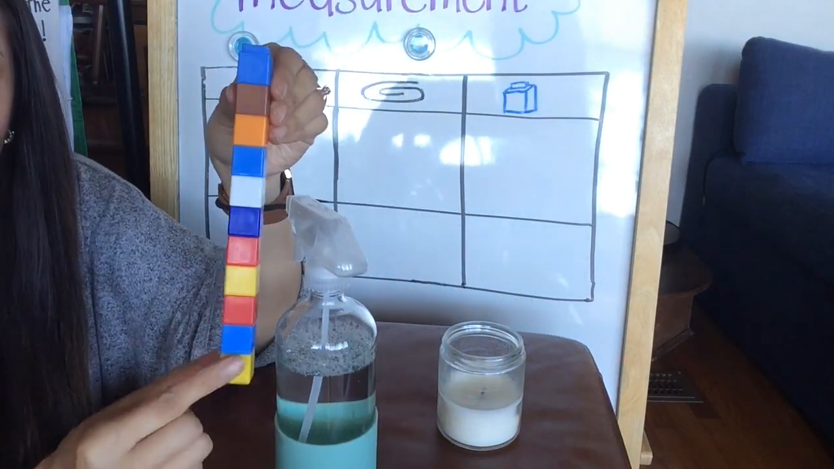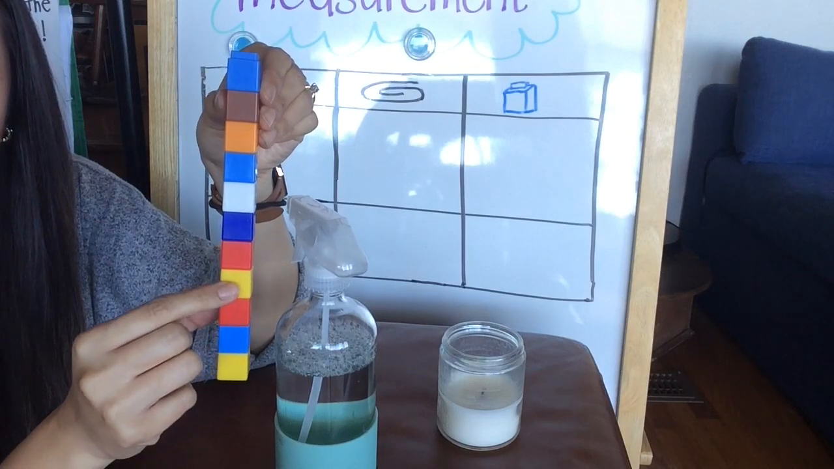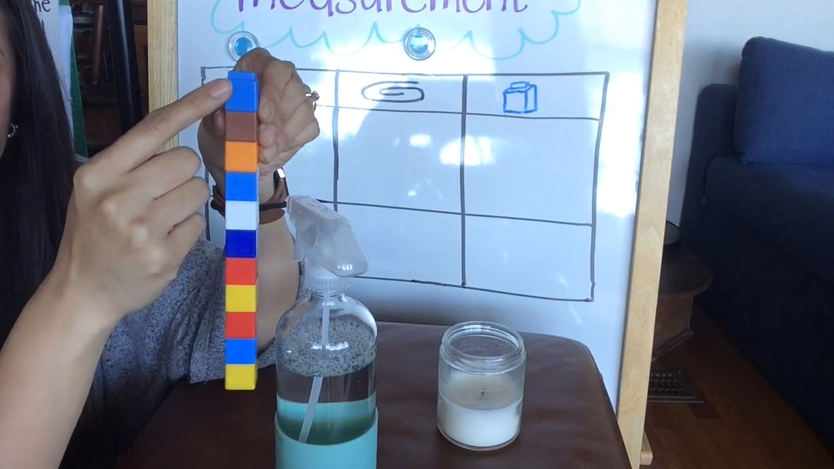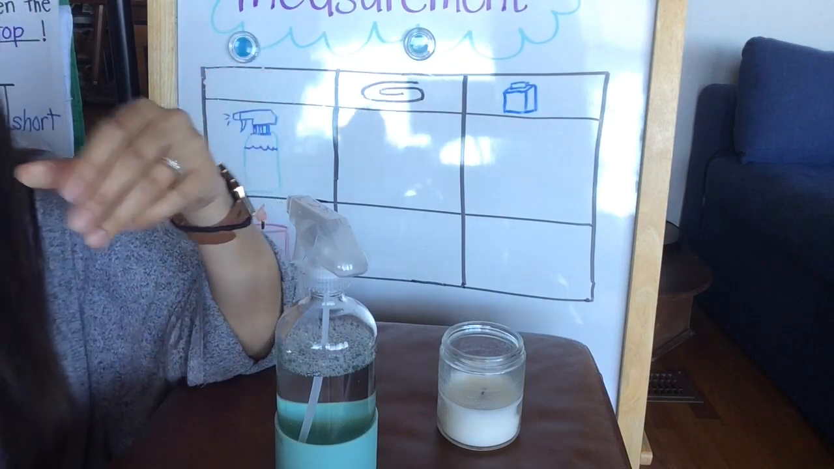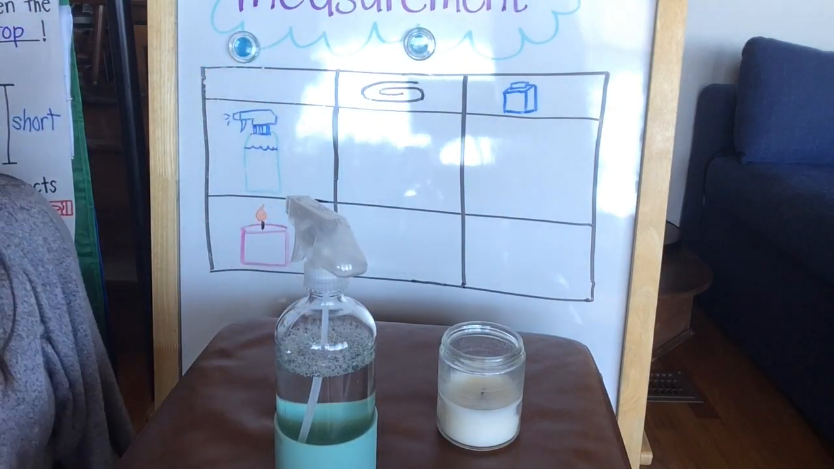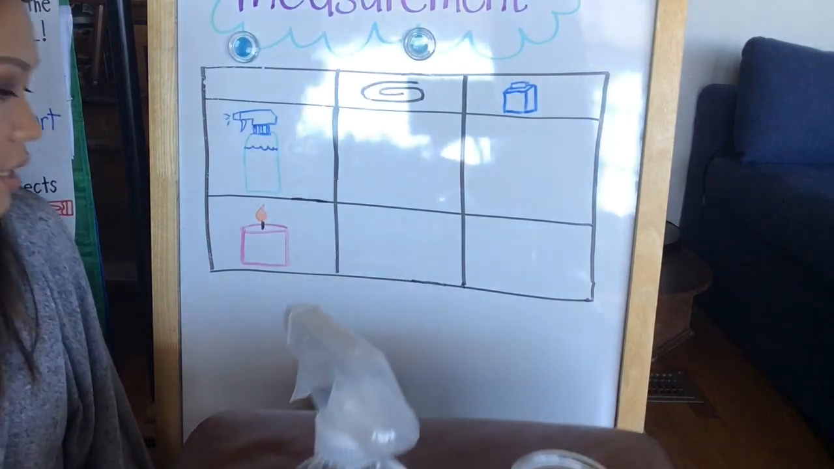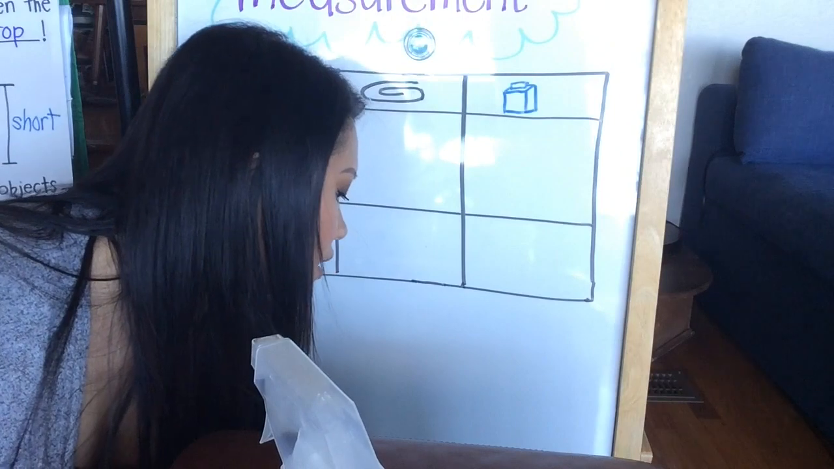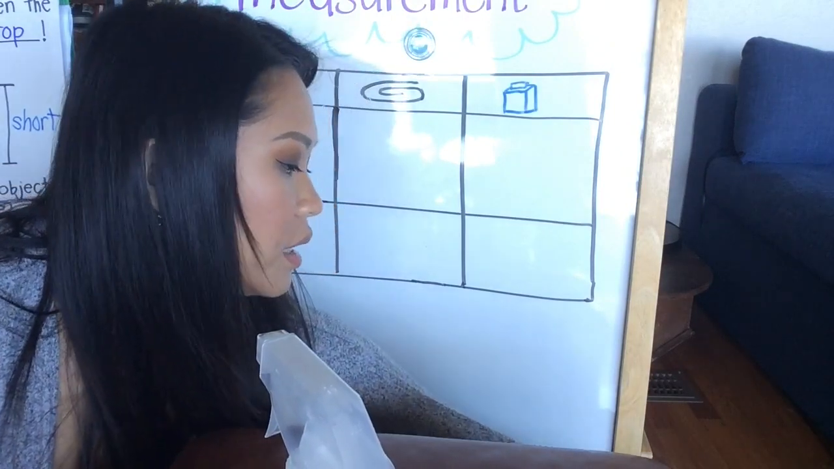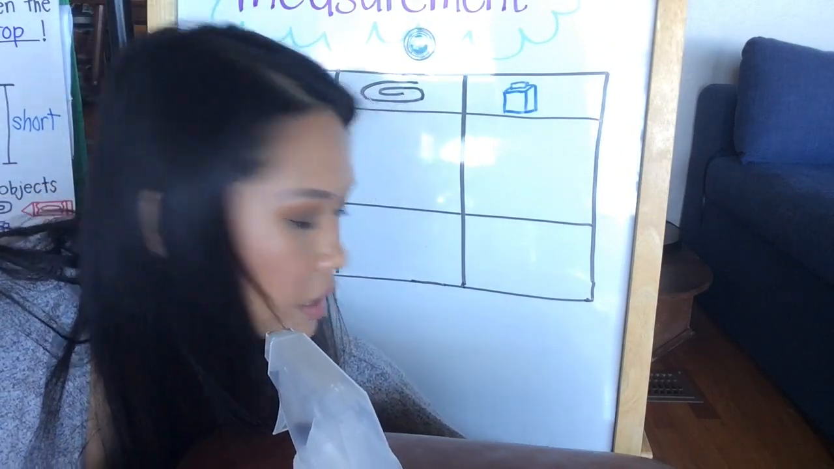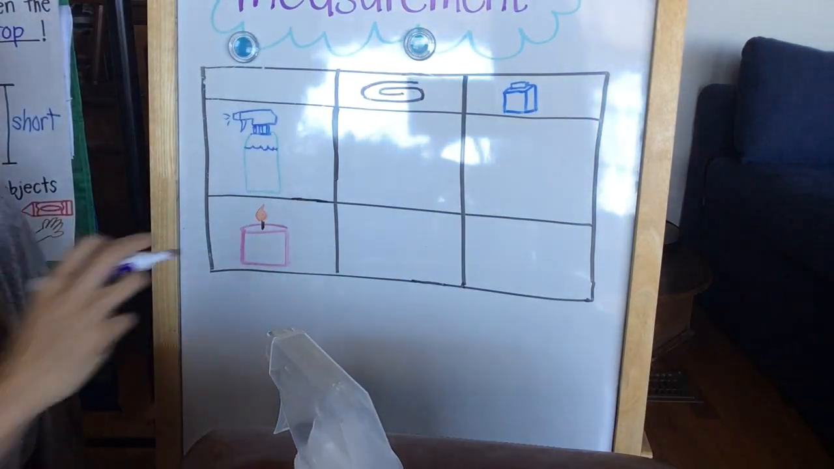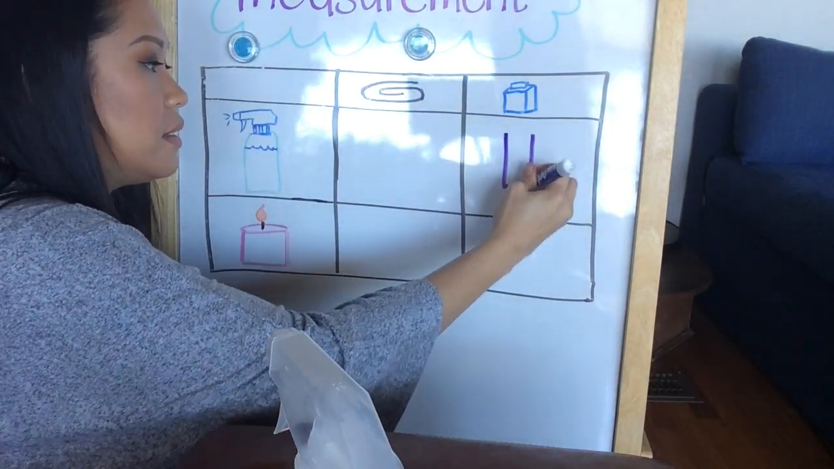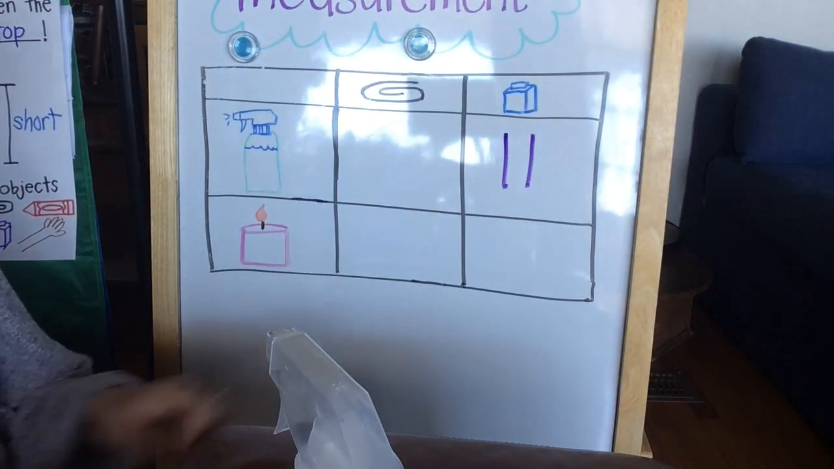Ready? 1, 2, 3, 4, 5, 6, 7, 8, 9, 10, 11 cubes. Great counting. So we're going to write 11 on our chart so we don't forget that number. And 11 is written like a 1, and a 1 makes 11. Fun. You're right. So, spray bottle, we used our cubes. There was an 11 for 11 cubes.